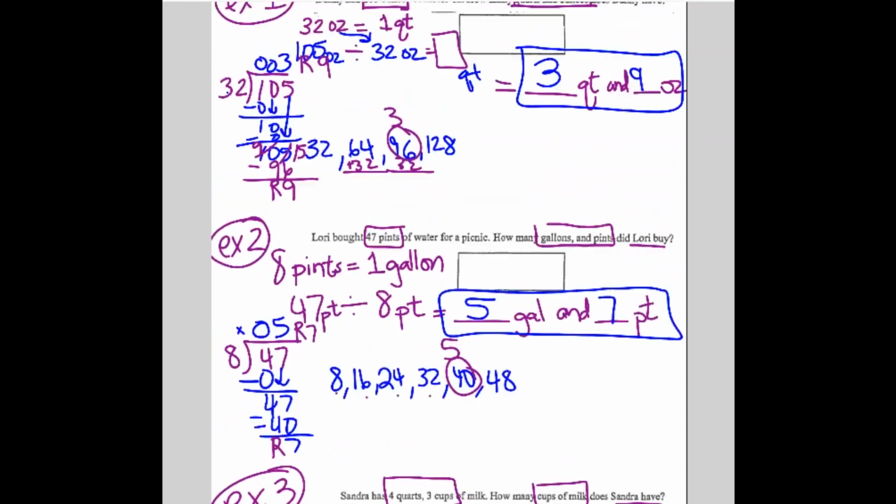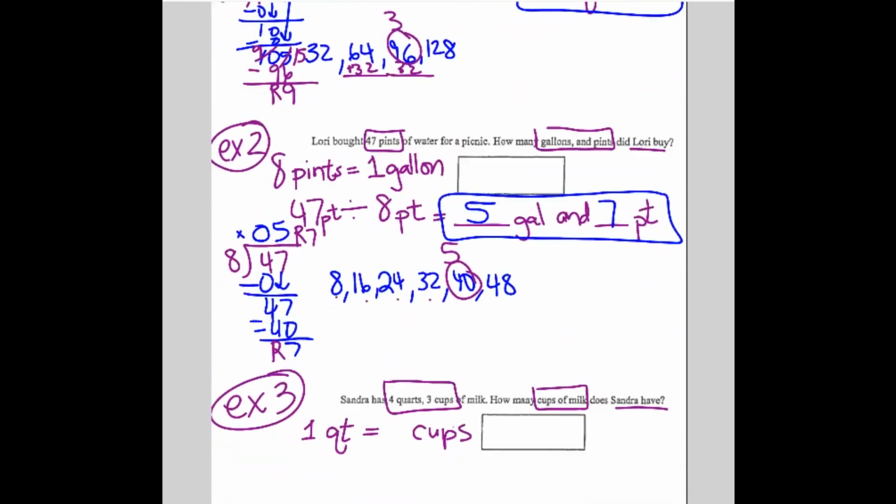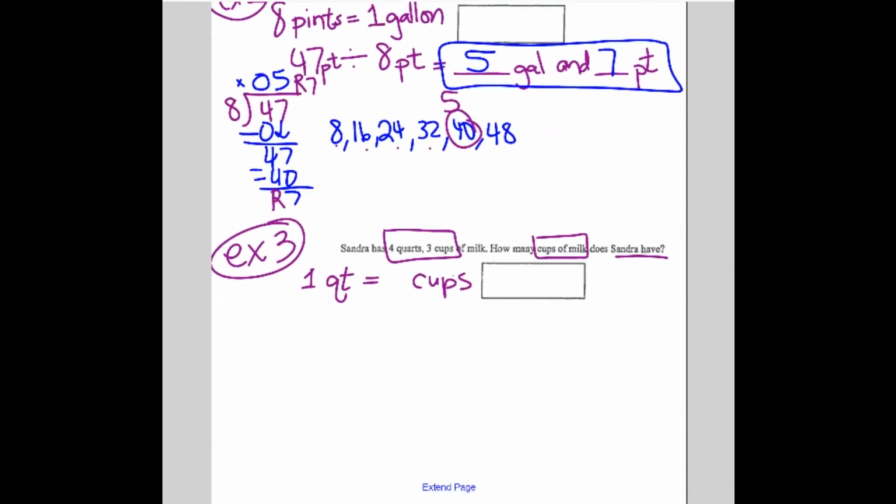Go all the way up to our chart. 1 quart. Oh, we found that out. So 1 quart equals 2 pints, which equals 4 cups. And that's the stuff that we had to find out on our own, which is fine. And that's going to be the case for a lot of these. Sometimes you have to find it out on your own. So it equals 4 cups. So 1 quart equals 4 cups.